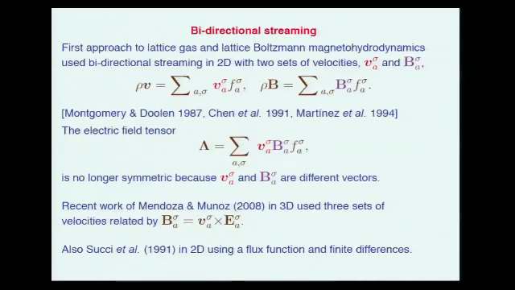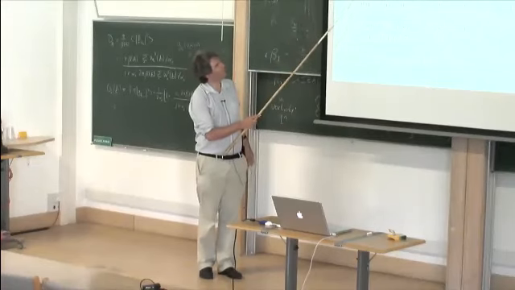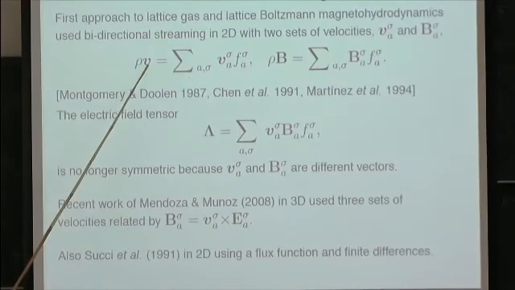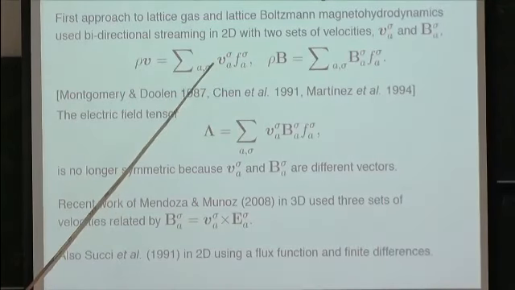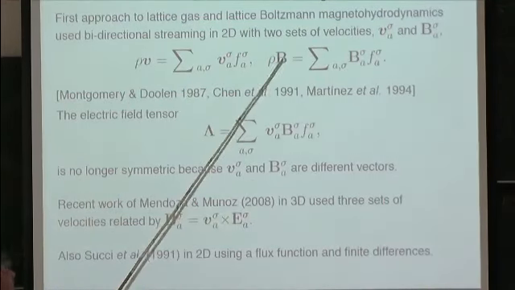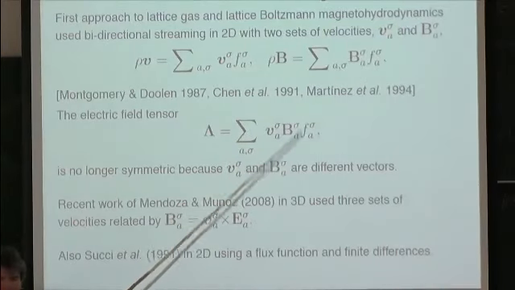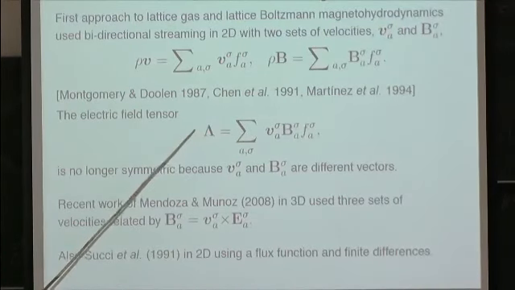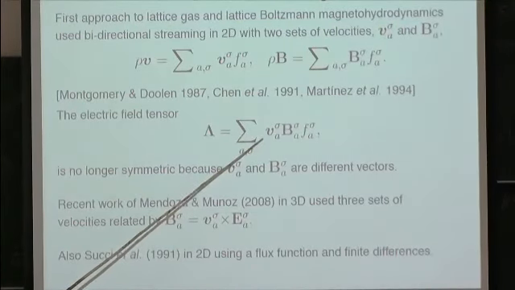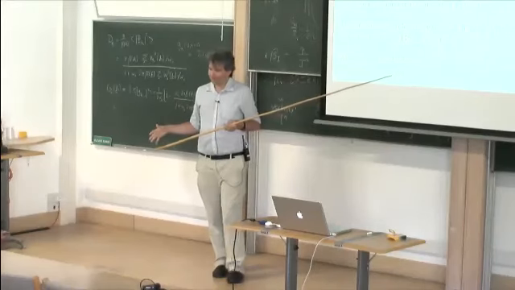What was done originally, this is late 80s, early 90s, was to set up two distribution functions with two indices and two sets of velocities, one for the magnetic field and one for the fluid velocity. So you defined the momentum to be the moment with respect to one set of particle velocities, and the magnetic field to be the moment with respect to the other set of particle velocities. And then the lambda tensor was a moment with respect to one of each, and that broke the symmetry problem.